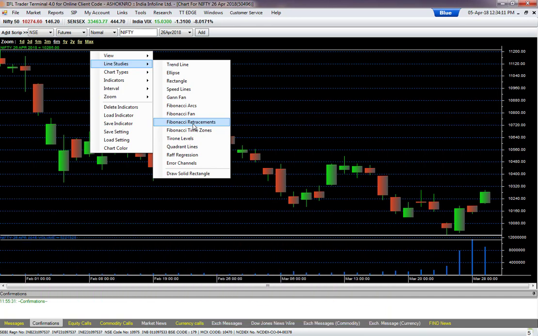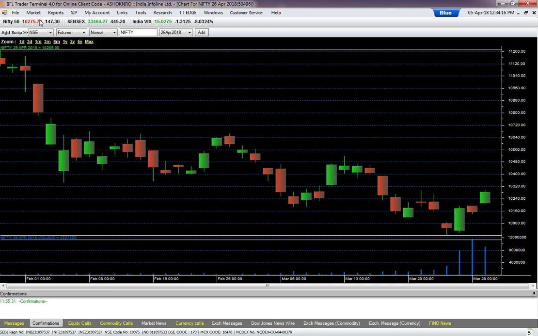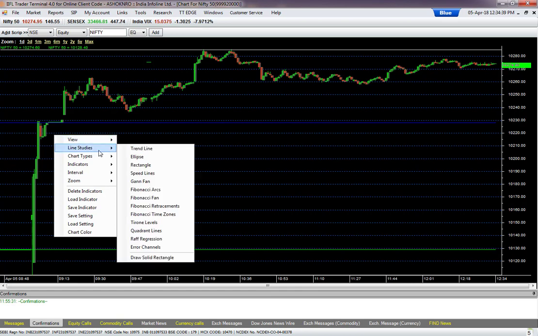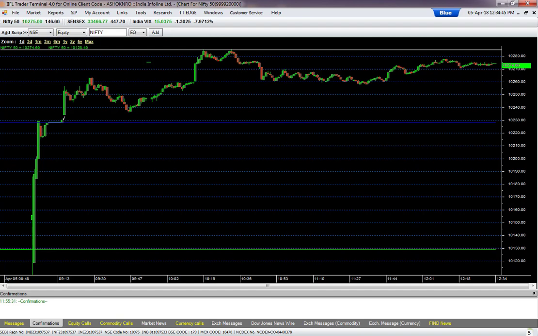Okay, so if I have to draw the Fibonacci retracement, let's consider this as a live chart. If there is a high and then it comes low, then you're supposed to draw the Fibonacci retracement from top to bottom. Since it is going from low to high between 9:15 and 11 o'clock in the morning, I will draw the Fibonacci retracement from the beginning of the day.